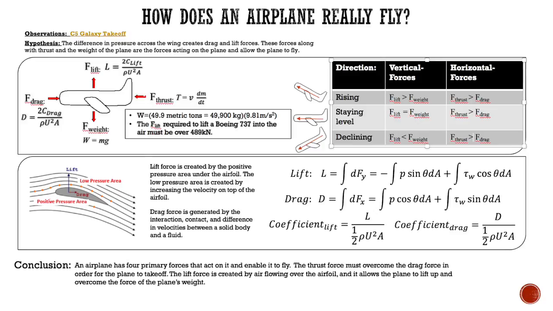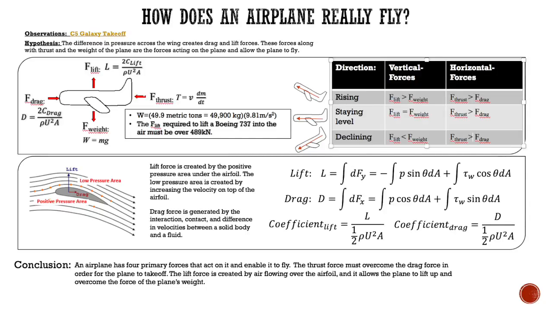As we analyze the forces acting on the plane, we notice that in each direction, rising, staying level, or declining, the horizontal forces stay the same. This is because the plane is always moving in the forward direction. Now, as we analyze the vertical forces, we notice that whenever the lift force is greater than the weight force, the plane tends to rise. When the lift force is equal to the weight force, the plane is level. And when the lift force is less than the weight force, the plane tends to decline in altitude. The thrust and the drag force only determine the speed of the plane in the direction of the thrust force. This is because the plane is always moving forward.